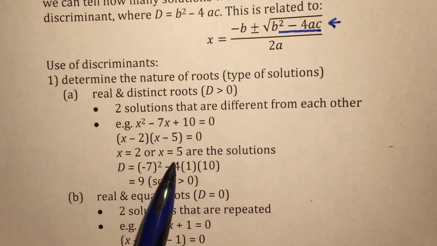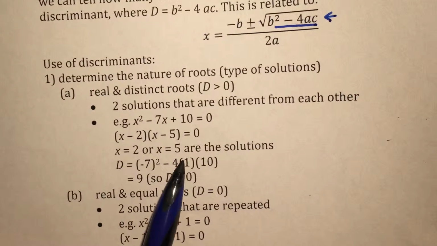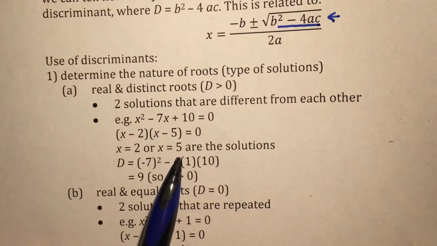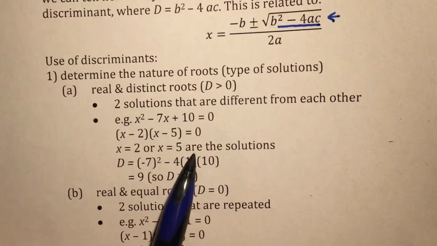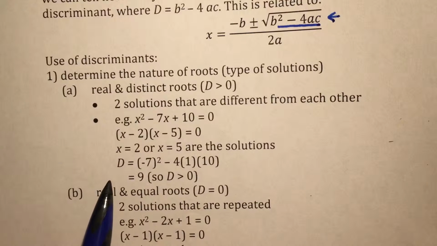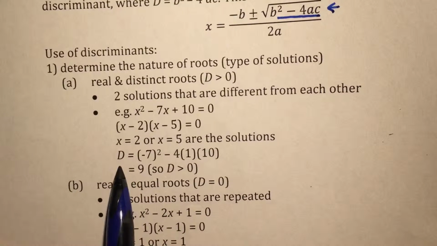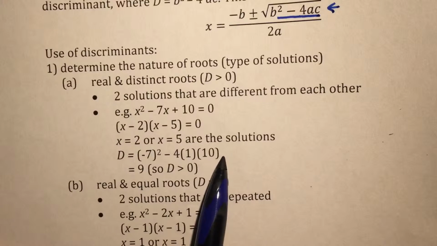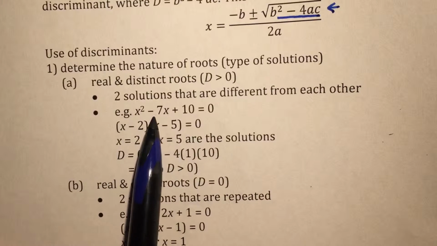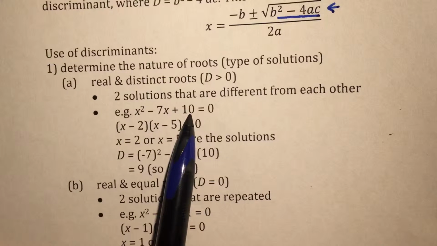So this is actually what I mean. By solving, we discovered that we have two solutions that are different from each other. The numbers were not the same. We could also use the discriminant method to find out what kind of roots we have without actually solving it. In this case, we have D equals b squared minus 4ac. So a is 1, b is negative 7, and c is 10.